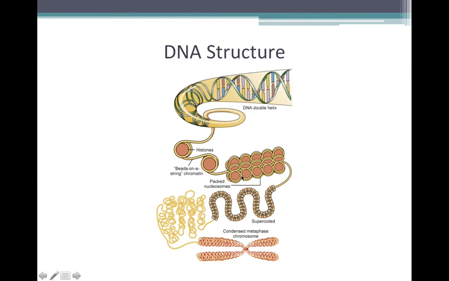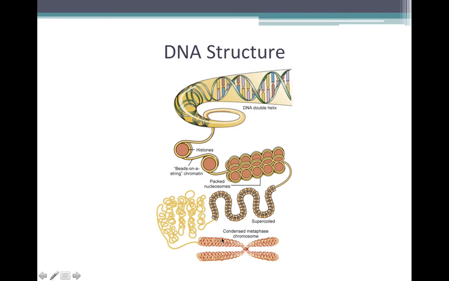And what happens is that once these histones start to package DNA tightly, it starts to coil in around itself, which forms a supercoiled structure, which then eventually can be packaged into something that resembles an entire chromosome. Now, this condensed chromosome you only see during mitosis when the cell's dividing, especially during metaphase when the chromosomes start to line up at the metaphase plate.